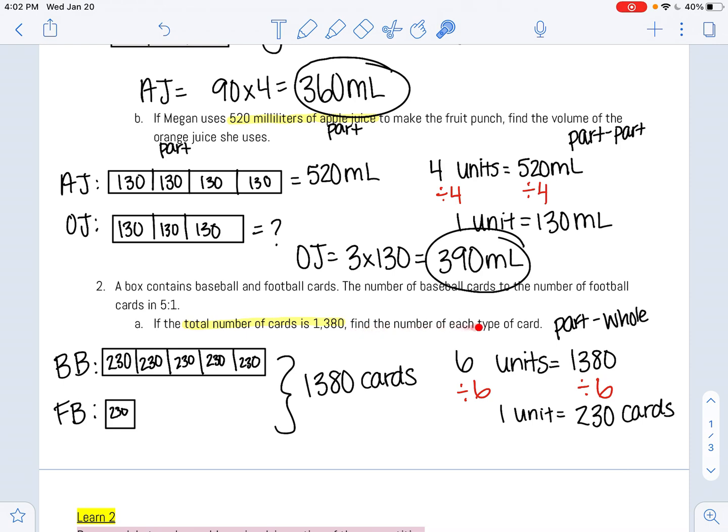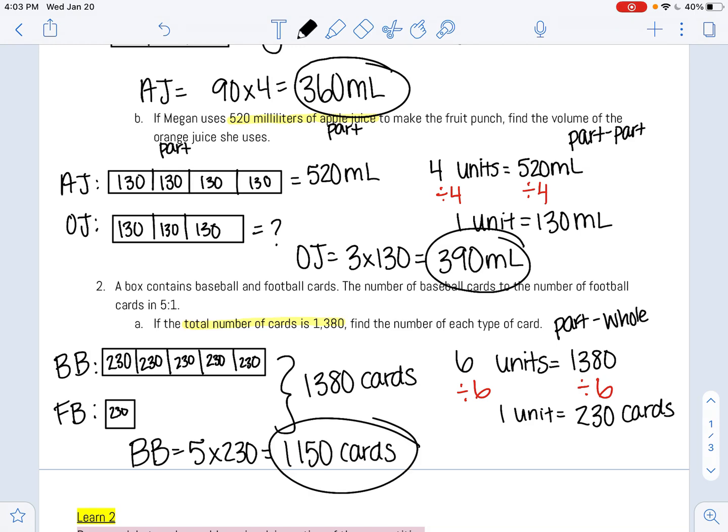My question is to find the number of each type of card. So for baseball, I have 5 groups of 230. When I multiply that, 5 times 230, I get 1,150 cards. And for football, I just have 1 unit. So for football, that's going to equal 230 cards. I don't have to do any multiplication there.